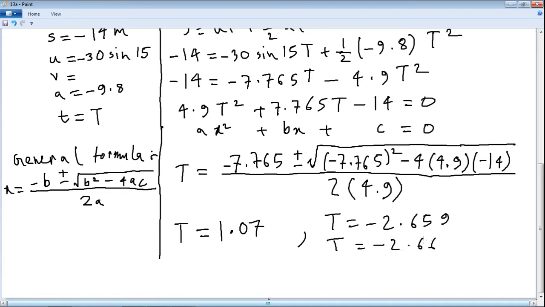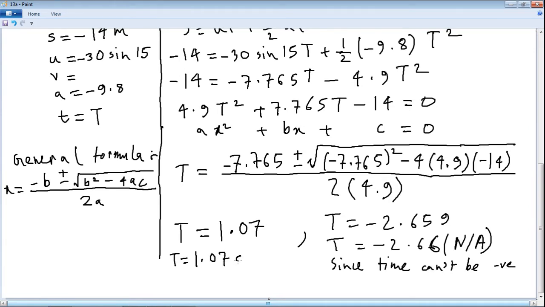Since time cannot be negative, since we cannot time travel, since it is not possible for time travel, this answer is not applicable. Okay, since time can't be negative. So this is the answer. The answer is 1.07 seconds. This is the answer.